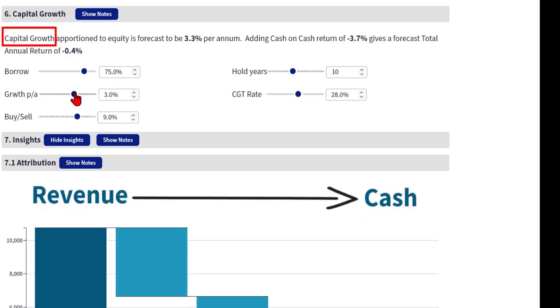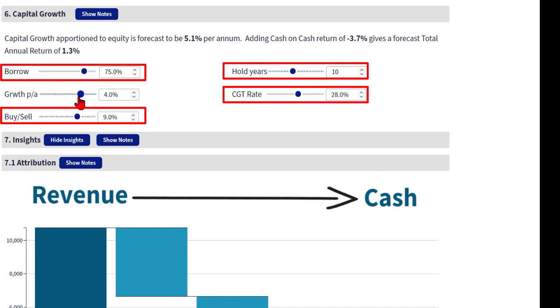Many investors believe that capital growth will bail them out. It's worth taking a look at the drivers of total annual return related to capital growth, and things such as the annual growth per annum is obviously hugely important, but buy-sell expenses, hold years, CGT rate, borrowing percentage also have a huge impact.